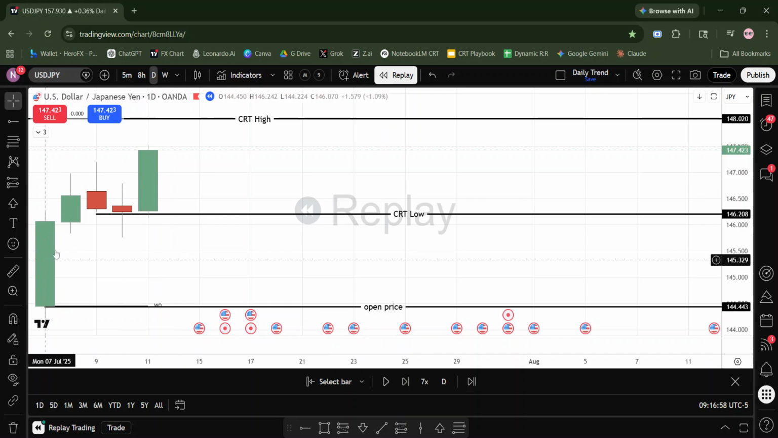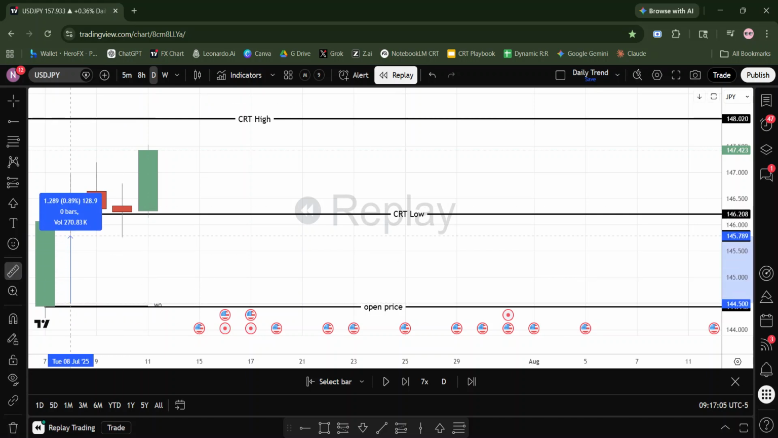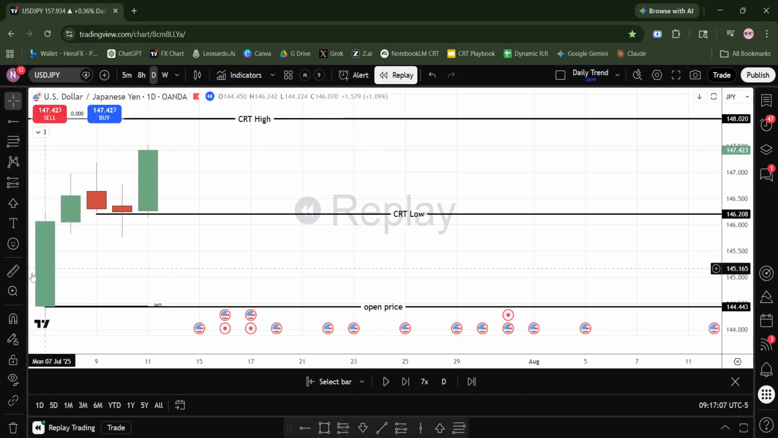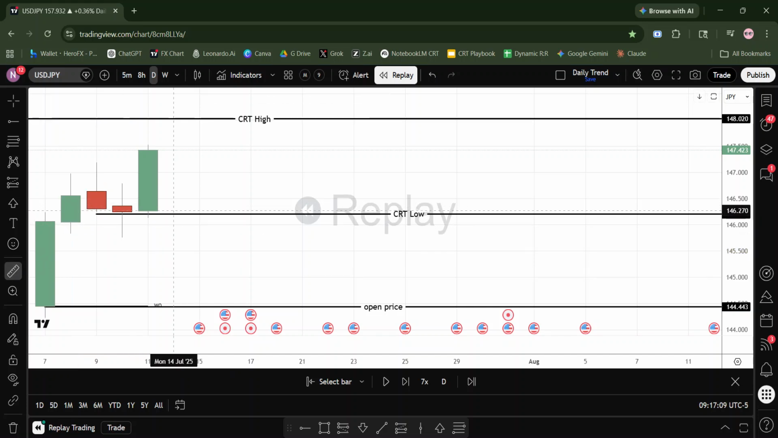So even if you missed Monday, you had another chance on Friday to get in. So Monday gave you from the open about 152 pips. Friday gave you about 108 pips. So you could have got like 70, 80 out of there.